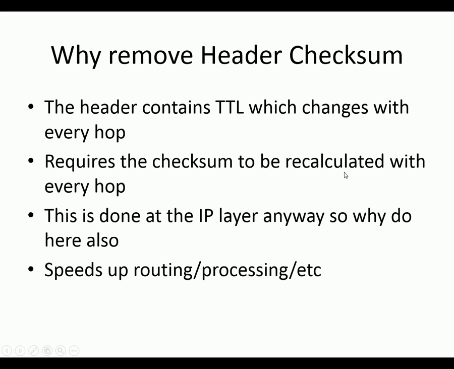It says it requires the checksum to be recalculated after every hop. This is done at the IP layer anyway, so why do it there as well? We already did the entire packet's checksum. So what we're doing is updating the header checksum every hop and the entire packet checksum every hop. So we're doing twice the work. Okay, so it speeds it up.